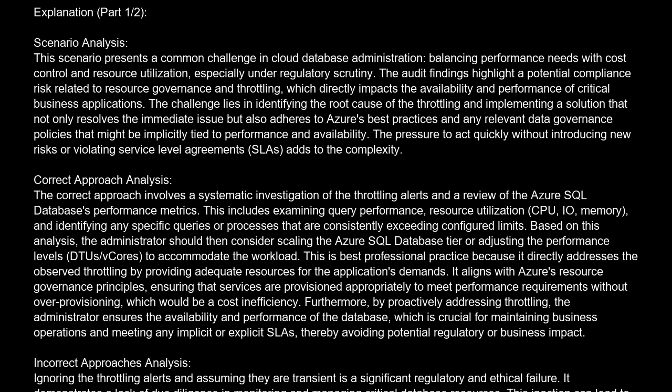This inaction can lead to application downtime, data corruption, or performance degradation, which could violate data governance policies and SLAs, potentially leading to financial penalties or reputational damage. Simply increasing the database tier without investigation is also professionally unsound.